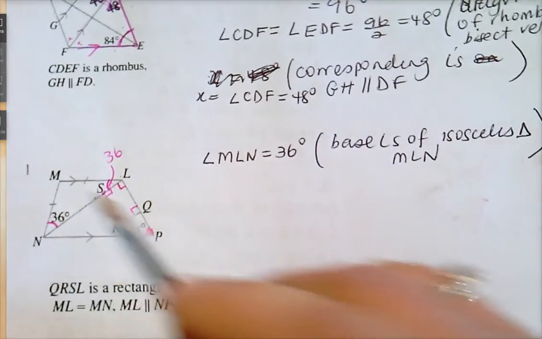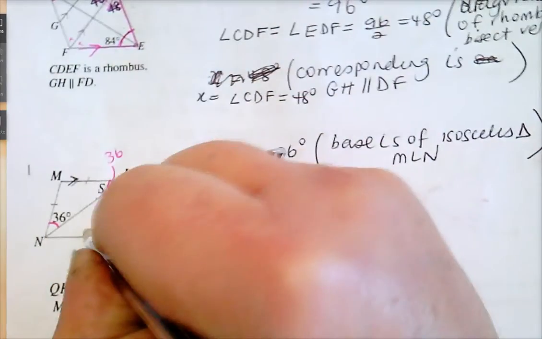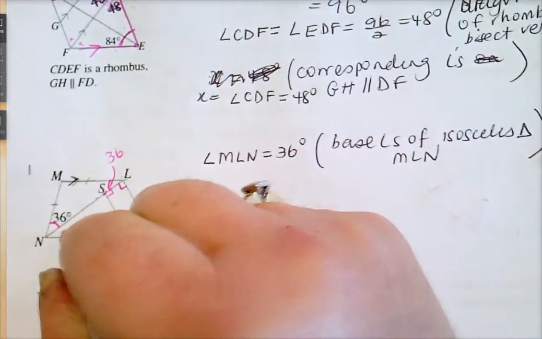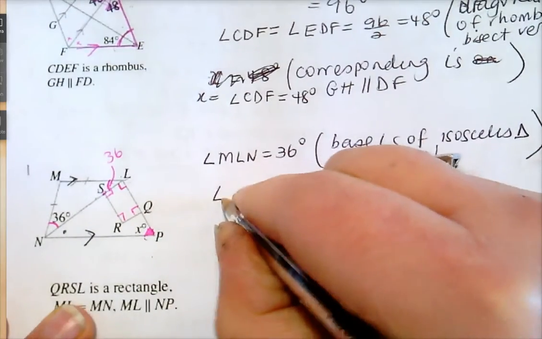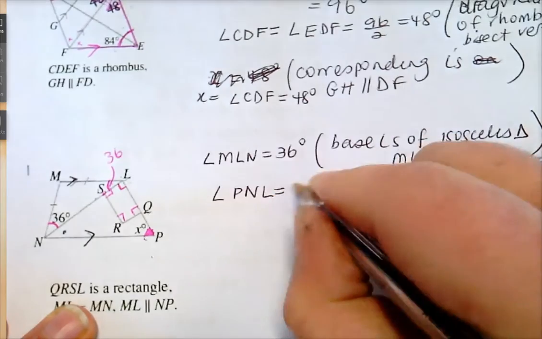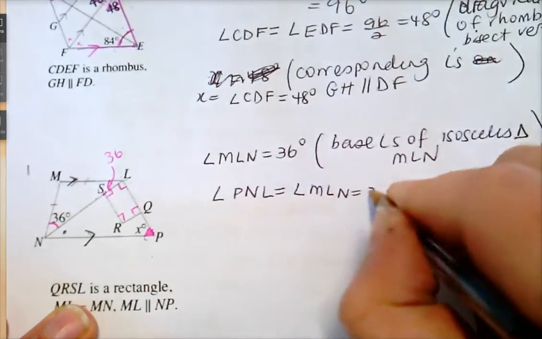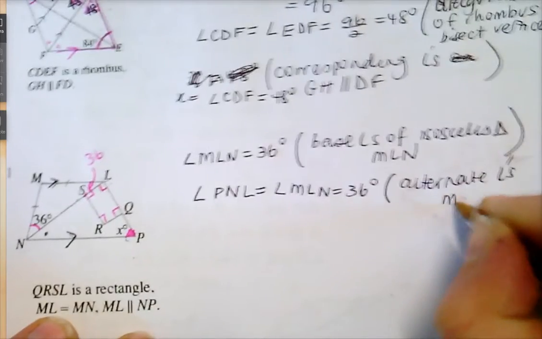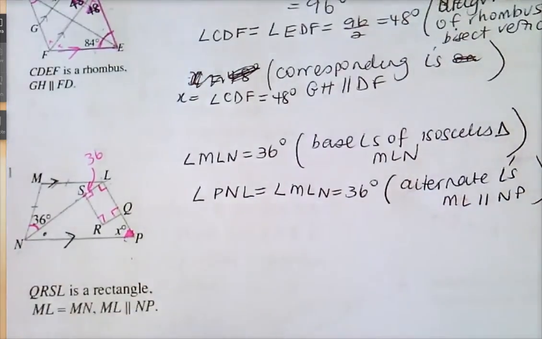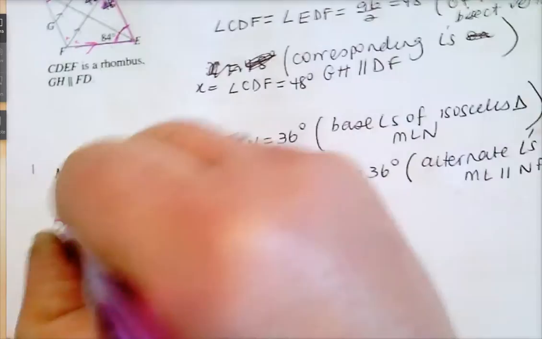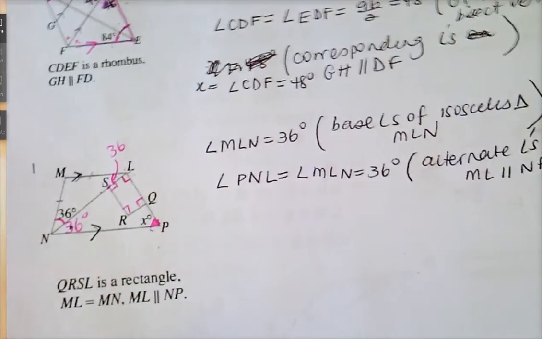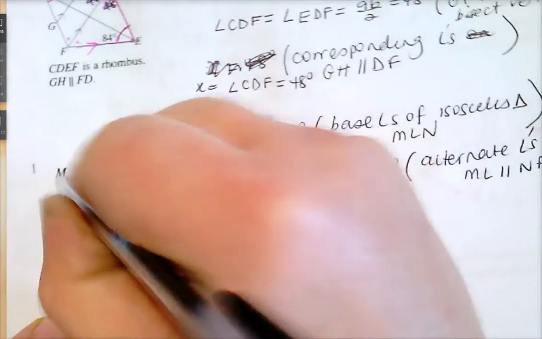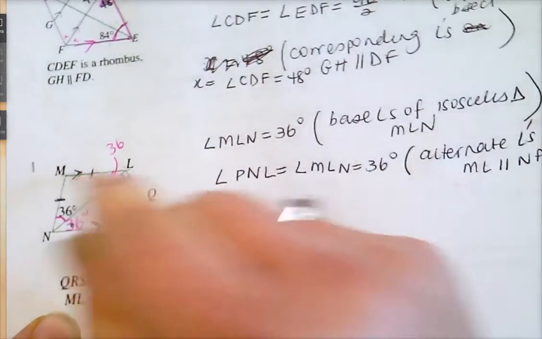We've also got parallel lines here. So we've got alternate angles. I could actually work out that angle down there. So angle PNL is equal to angle MLN, which is 36. Reason, alternate angles, ML is parallel to NP. So now we've also worked out this angle down here. We've done that angle because it's an isosceles triangle up here. Really important, we've done alternate angles because we've got parallel lines.